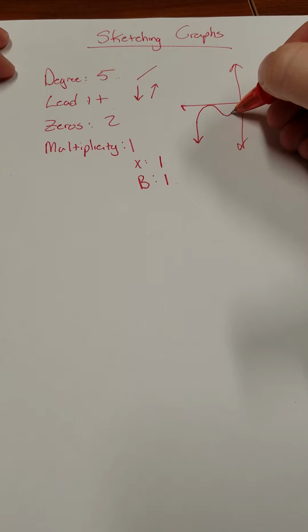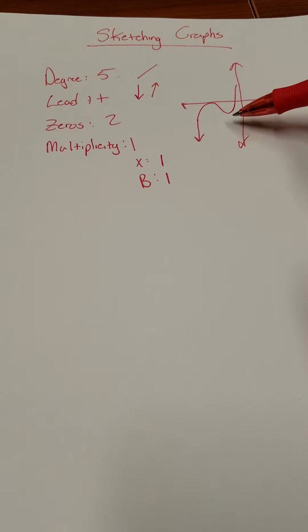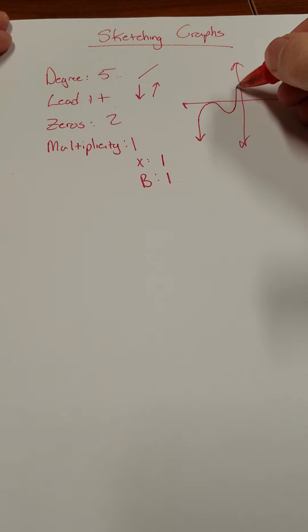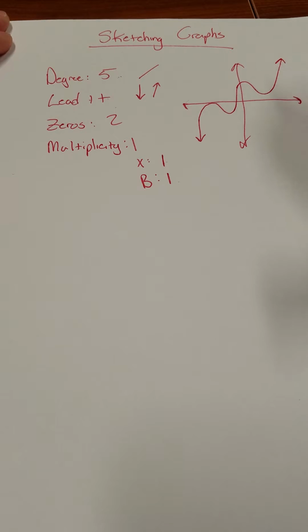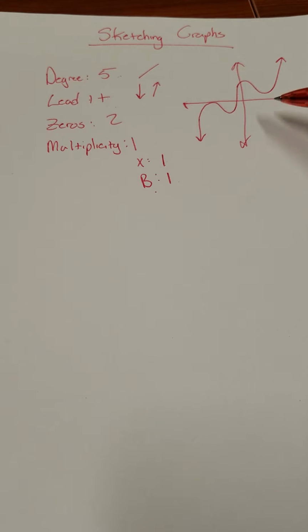1 bounce, 1 cross. Now, count the number of directions that you currently have. 1, 2, 3. I have to have a degree of 5. So that means 4 directions, 5 directions. But it can't come in contact with the x-axis again because I've already taken care of my bounces and crosses. So that's a sketch of what this graph could possibly look like.